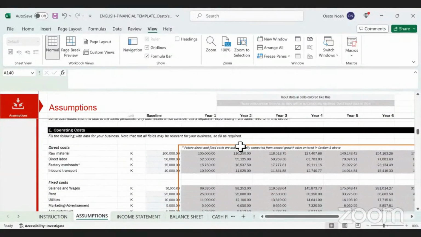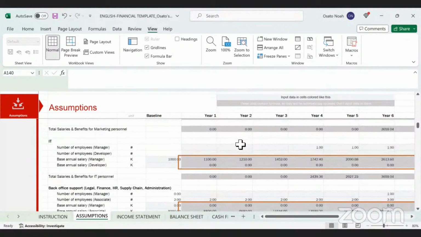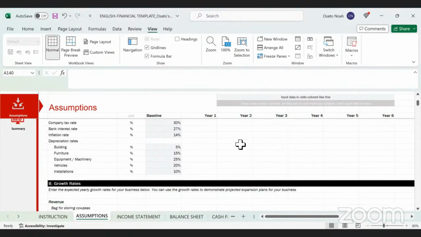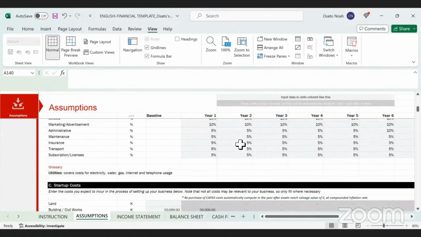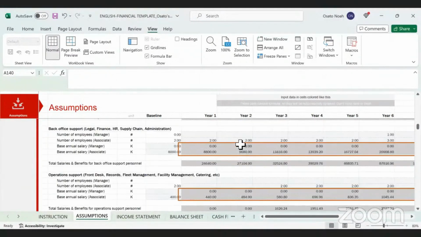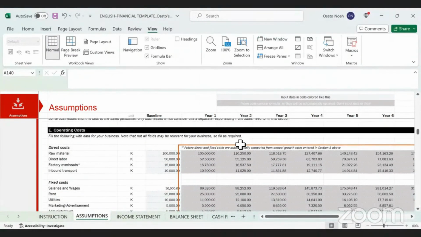Then that leads us to, so we've talked about the expenses, we've come from the general part of the assumptions, and we moved all the way to the growth rate. We moved to the startup cost. We moved to the head count. Now to the operating cost, which is very critical. Now the operating cost, like I said earlier, has your direct cost. Your direct costs are the costs that actually affect your production process.